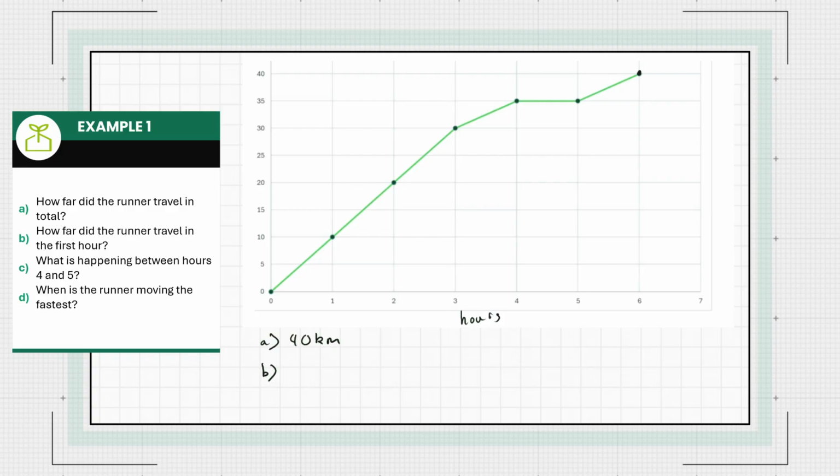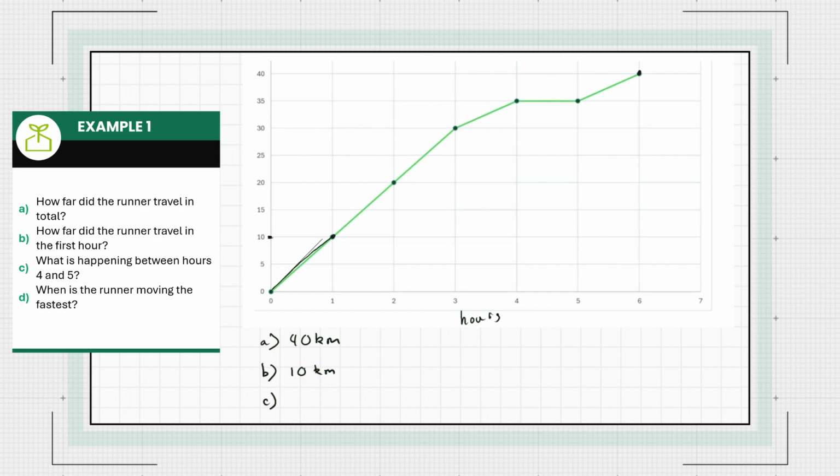How far did the runner travel in the first hour? So in the first hour, the runner traveled between these 2 points, and that means that his total distance traveled, well, that's just where this intersects. So he traveled 10 kilometers in the first hour.